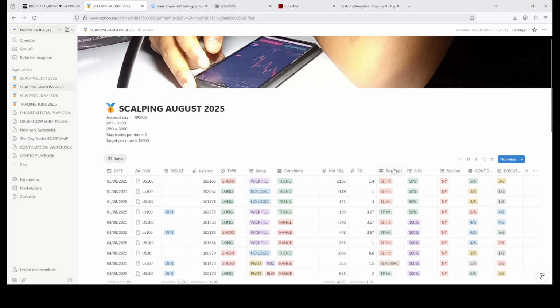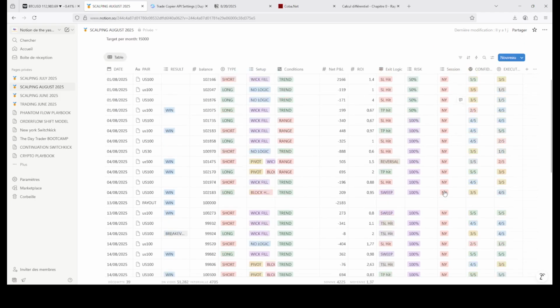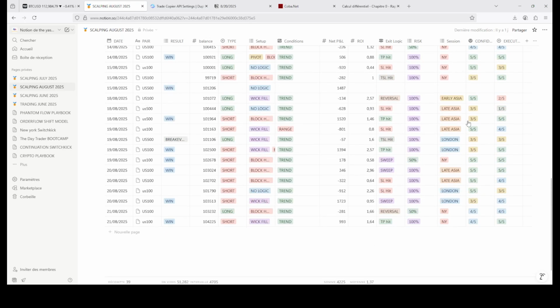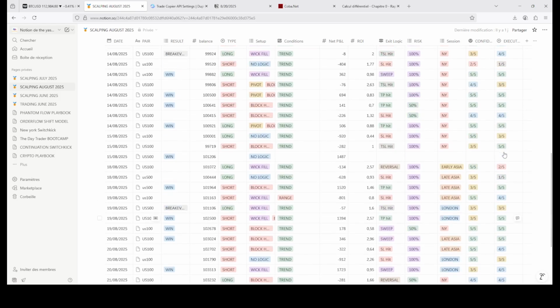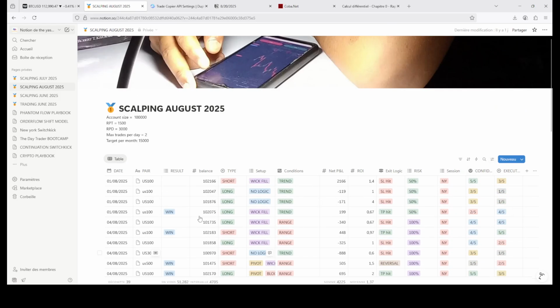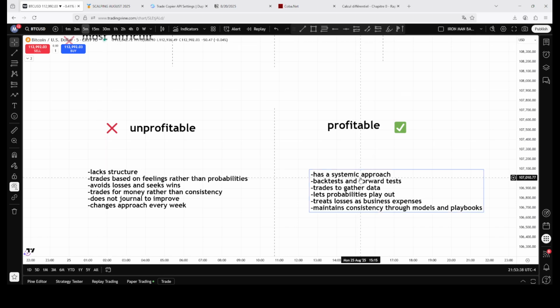Then you have the exit logic. I have different kinds of exit logics, how much I risked, what kind of session I traded in, how much confidence I felt on the trade, how much profit I made, and how perfectly I did my execution. You want to gather data. This is part of journaling, by the way. And so let's just go back to this. And we see here: trades to gather data.